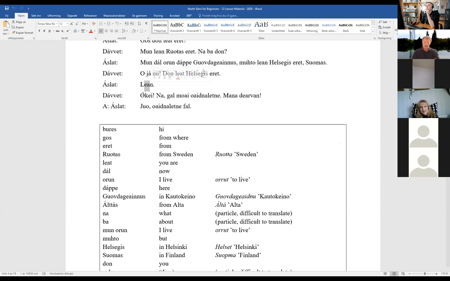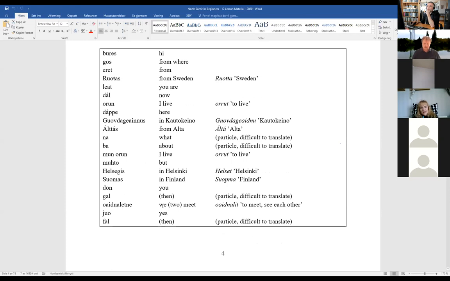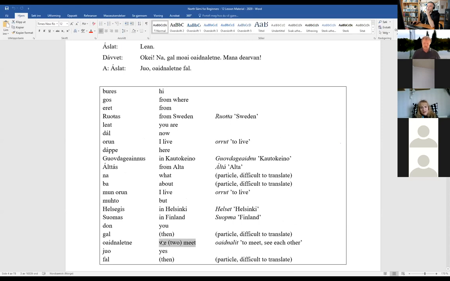How do you translate that? Is it I have to go? Yeah, here you can see also, I show you. Oidna letne means we two meet. So, okay, that one you can guess. Okay means okay, like in English.